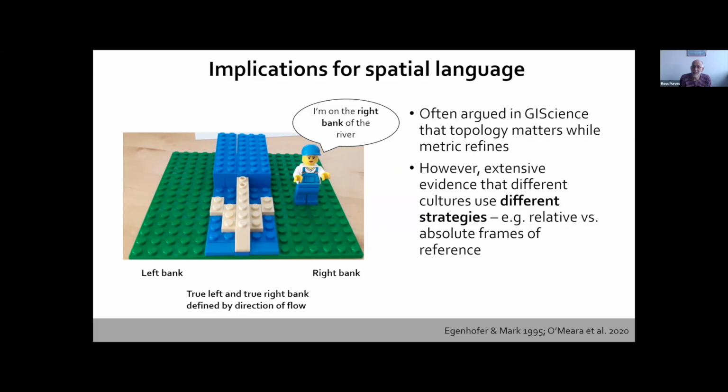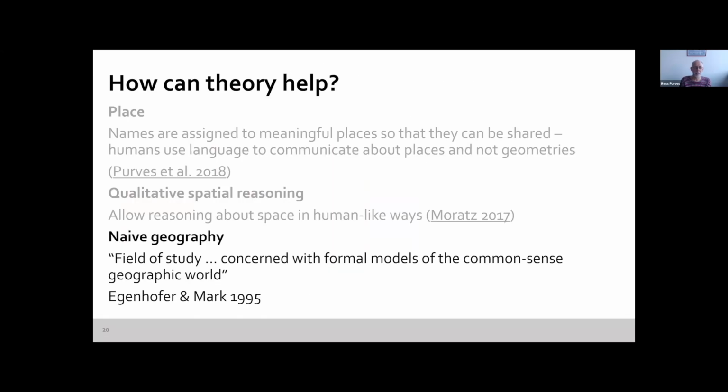But there's lots of evidence that in different cultures, people use very different strategies to describe spatial relationships. They don't necessarily always use relative frames of reference or absolute frames of reference. Sometimes we use a mix, sometimes only one is used. So when we want to deal with spatial language, thinking that one way of dealing with it is going to work presumes that cultures all do this in the same way, which we know not to be the case.